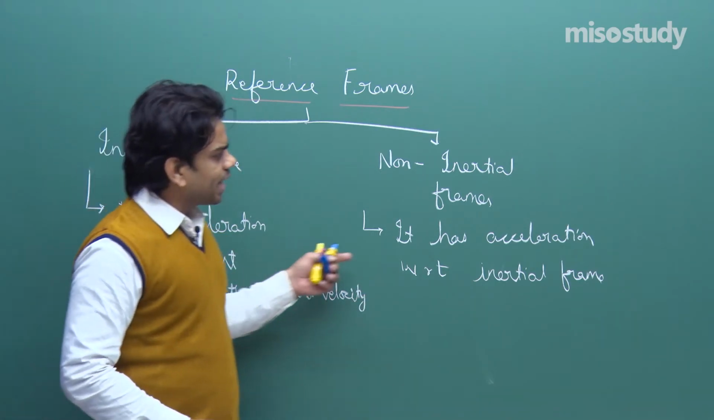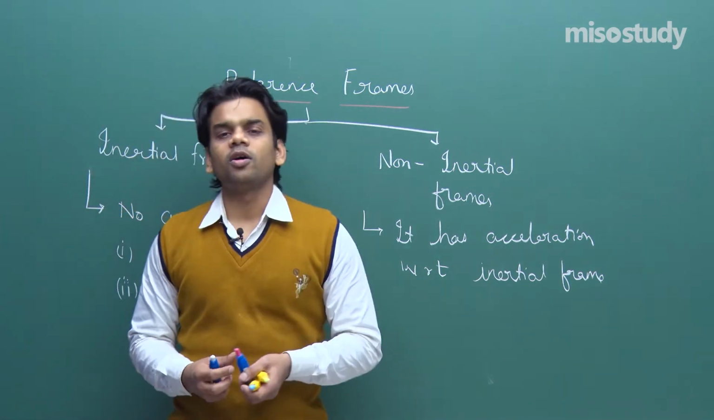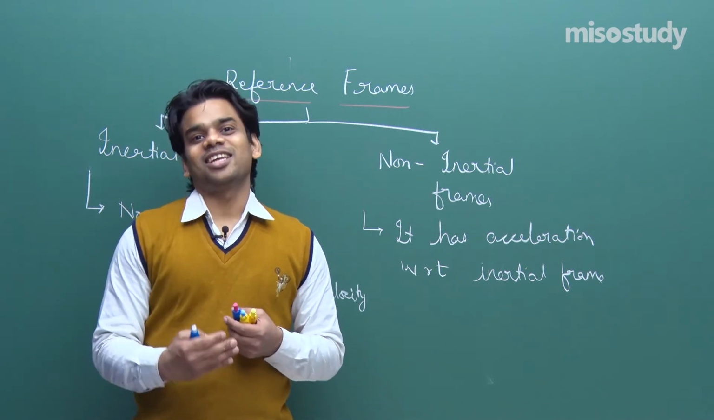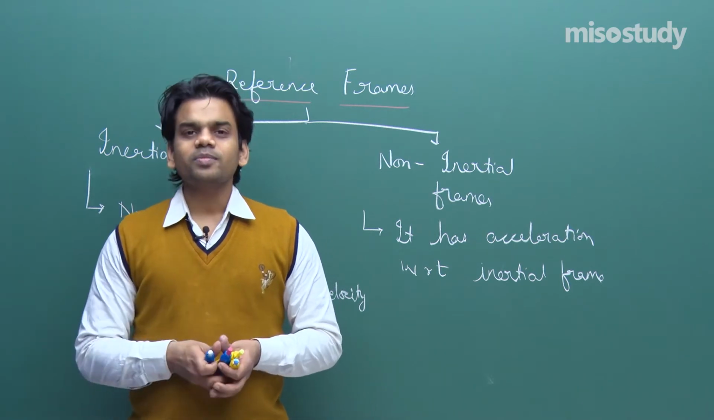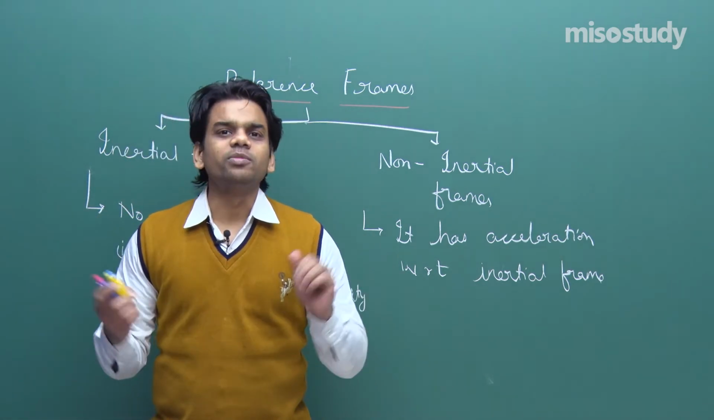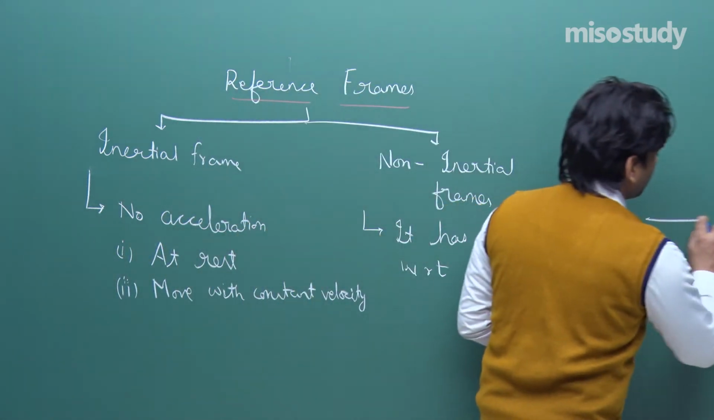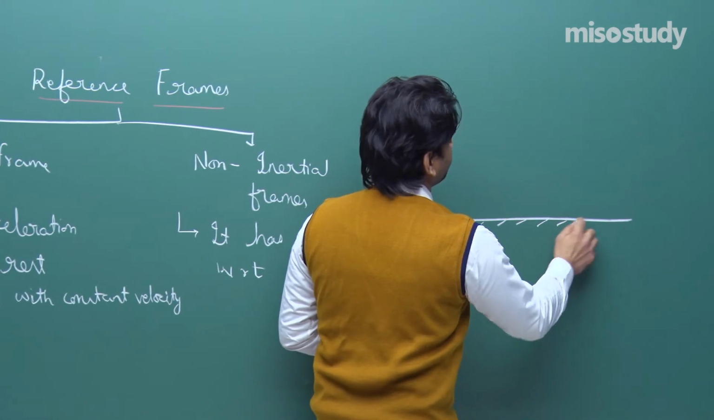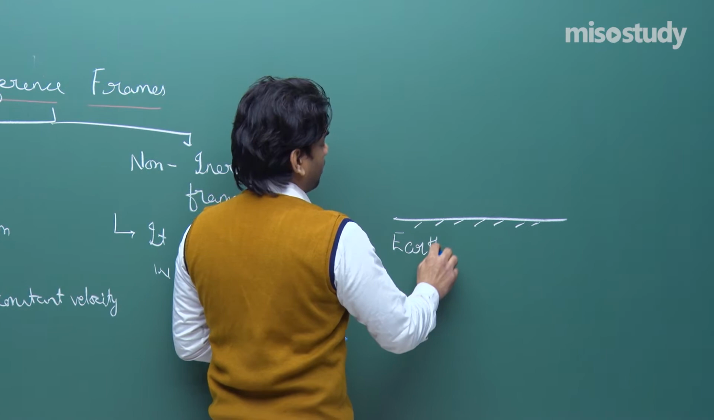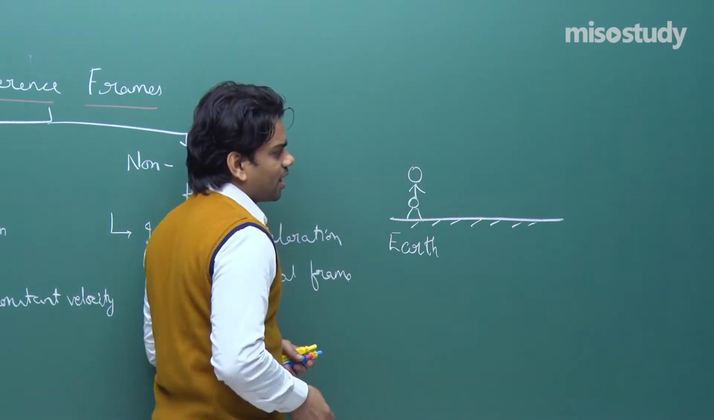Non-inertial frames, as I told, have acceleration with respect to an inertial frame. That means if we are studying the motion of an object from a reference frame which already has an acceleration with respect to some inertial frame, such a frame will be a non-inertial frame. Now, what idea can you make out from these two frames? Suppose I am on earth, on the ground, and let's say this is earth, this is ground, and anyone, any boy, we can take as being on earth.